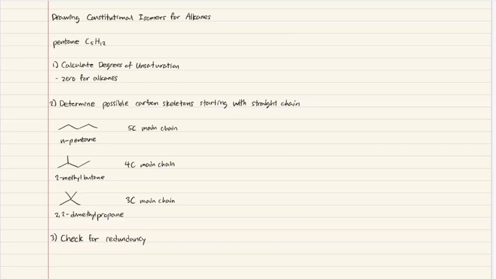Finally, we check for redundancy and make sure that all the structures listed are unique and represent different connectivities of the carbon atoms. For example, these two structures are the same molecule and don't count as different constitutional isomers of pentane. This 3-step process tells us that there are 3 constitutional isomers of C5H12, which are n-pentane, 2-methylbutane, and 2,2-dimethylpropane. The n in n-pentane stands for normal and refers to the straight chain version of pentane. We will discuss the naming conventions of the other 2 isomers in a later video.